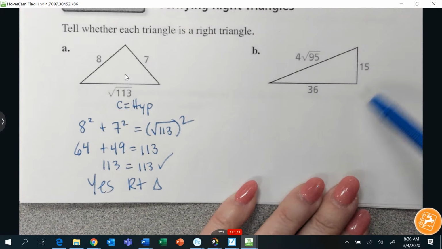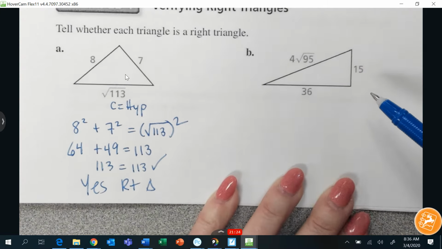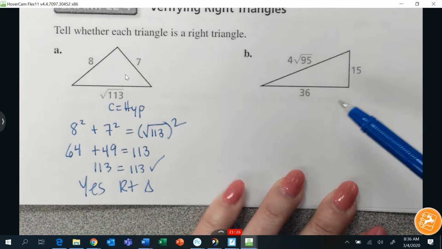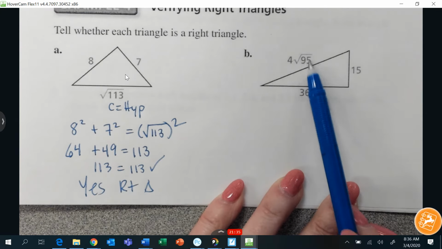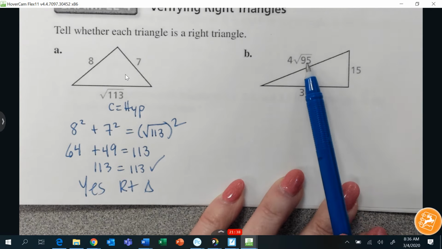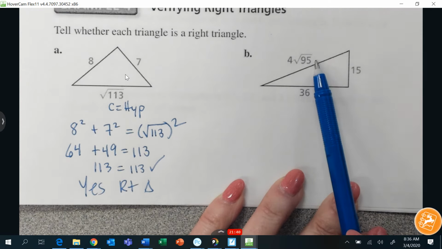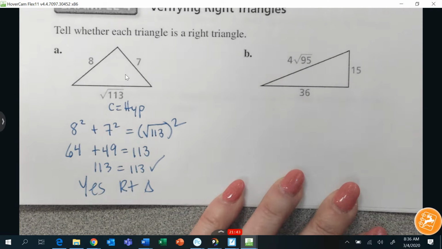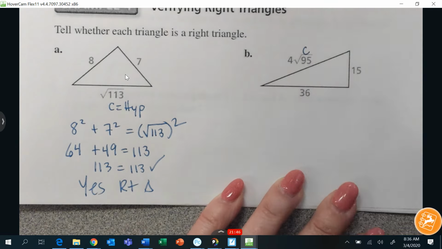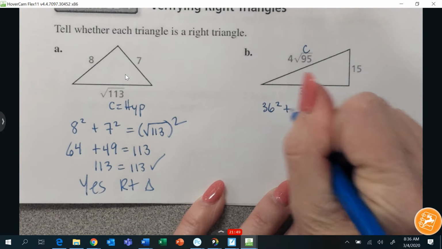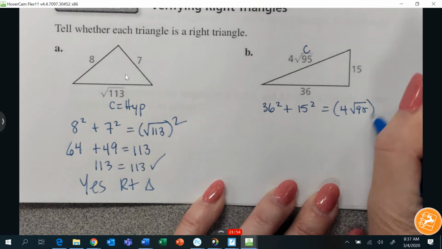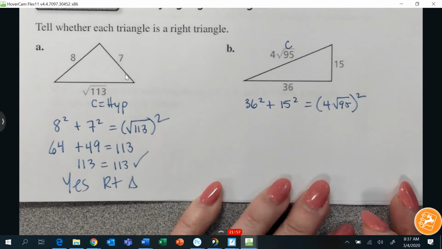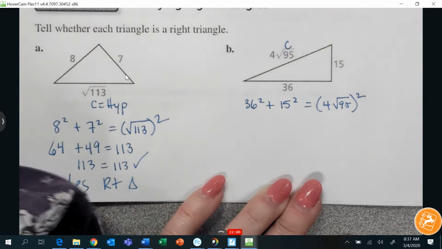All right, these three sides over here, which one would be the hypotenuse if it is a right triangle? I'm looking for square root 95, this is close to square root of 100, which is 10, and 4 times that would be like 40, so yeah, I think that's the longest side, or you can check on your calculator. So we'll make that one the C. 36 squared plus 15 squared equals 4 square root 95 squared. Don't rush ahead of me on this one, because there's something on here that people make mistakes on.